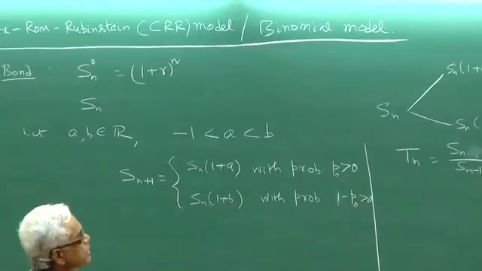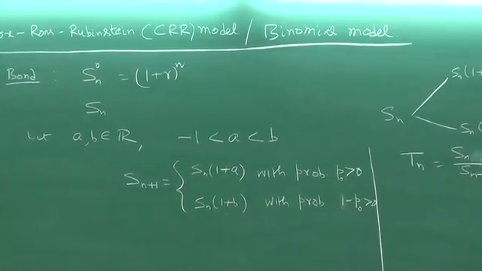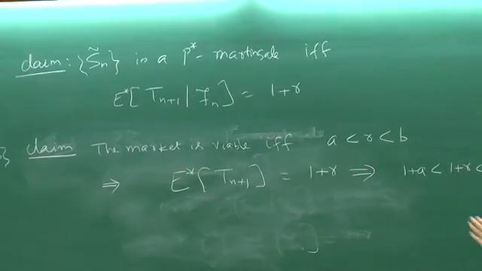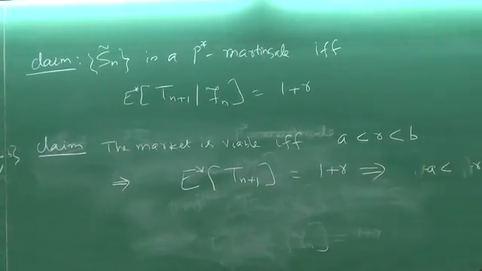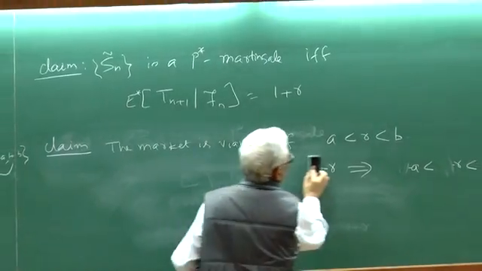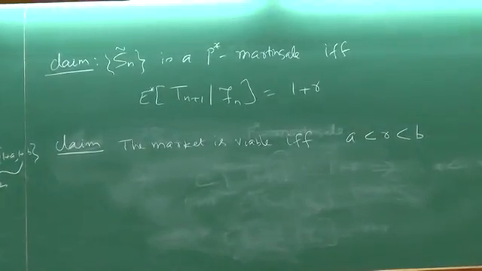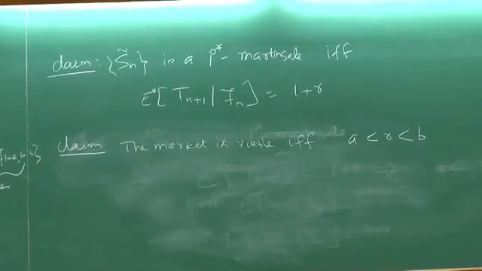And therefore their mean must lie between the two. That immediately tells me that 1 plus A must be less than 1 plus R must be less than 1 plus B. Finished, right? So this claim is also simple. So now I know that R strictly lies between A and B. Now I want to start cooking up a probability measure. Remember, the first claim is a characterization. The second claim is also a characterization of the viability.